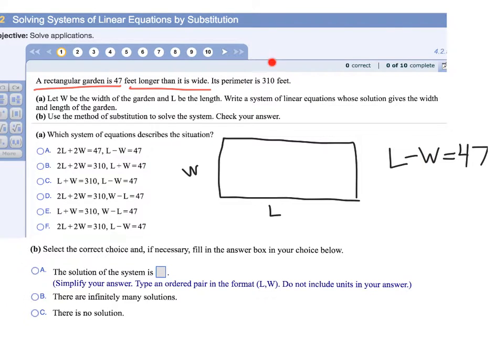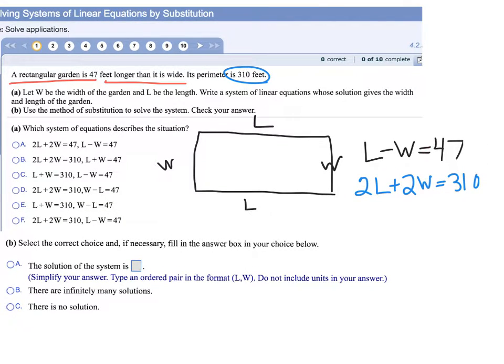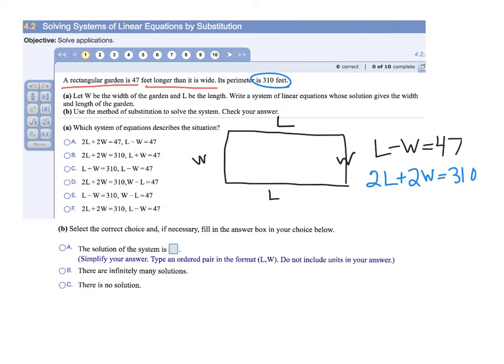Now it says the perimeter is 310 feet. Now what the heck is perimeter? Well, perimeter is when you add up all of the sides of your rectangle. So you're going to add your two lengths, you're going to add your two widths, and you're going to get that 310 feet. So if you add up your two lengths plus your two widths, you're going to get 310. And there are your two equations, which means the answer is, I think it's F. Yeah, F right there.